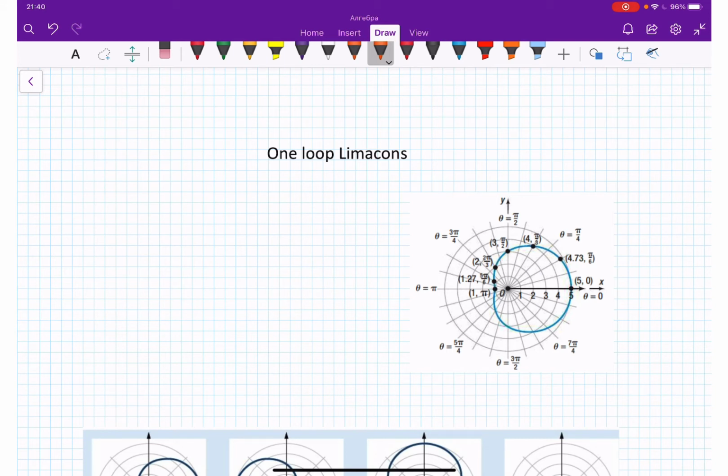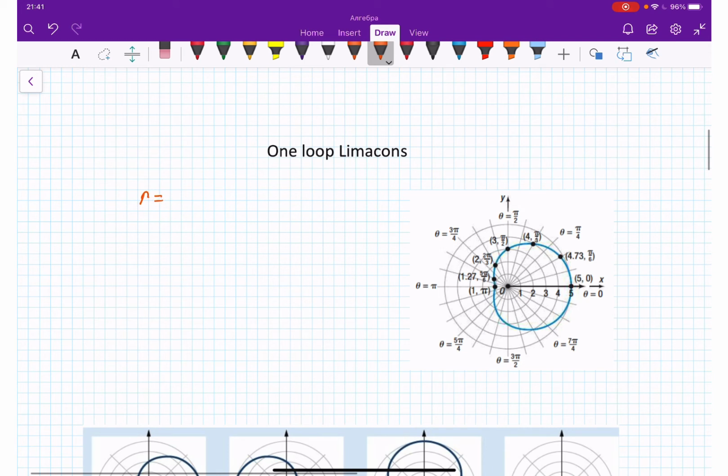There are two categories of limaçon. One is the one-loop limaçon, the other is the inner loop limaçon. Before I go to the details, let's see how we build the polar equation of the so-called limaçon without an inner loop, which is the one-loop limaçon. We are going to graph r equals 3 plus 2 cosine theta.